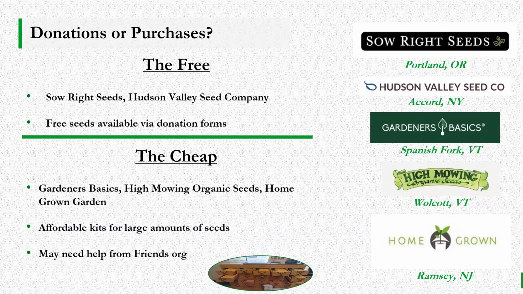So Right Seeds is in Portland, Oregon. Hudson Valley Seed Co. is right here in New York. Those are 2 options we've used for free donations for seeds. And then Vermont, Spanish Fork, Vermont, Wolcott, Vermont. You're going to notice there's a lot of Vermont in this PowerPoint, and homegrown as well. So you're not stuck with New York if you want to cast the net wider.